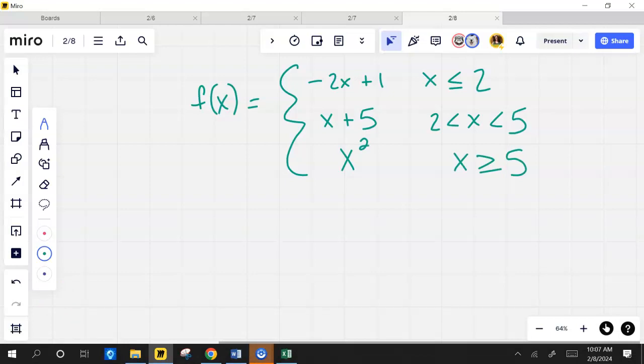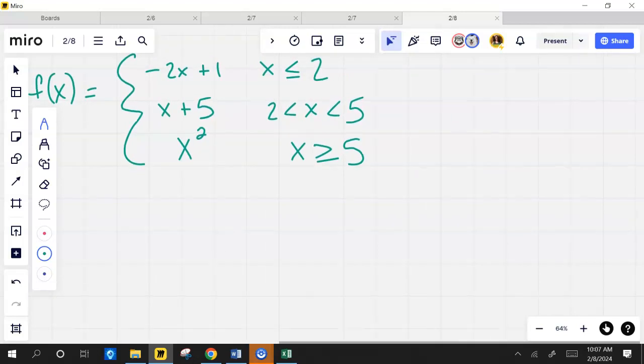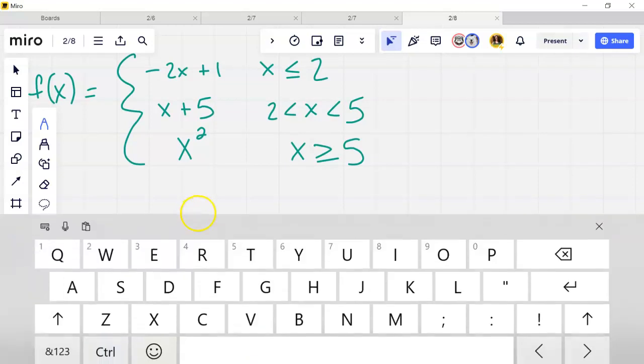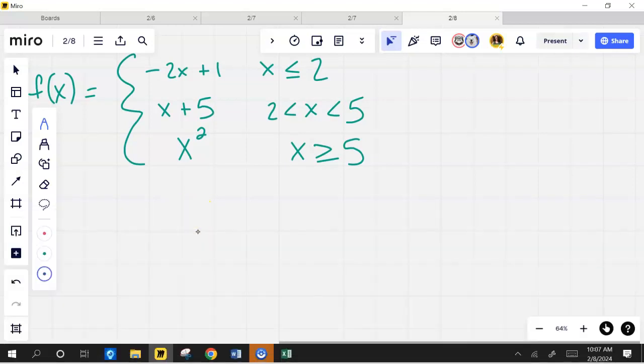All right, take a look at this one. This one looks a little bit different. Why? Can't learn if we don't change it up a little bit.